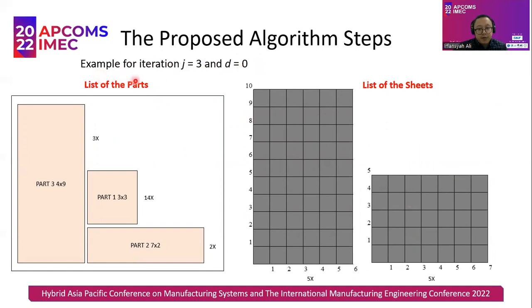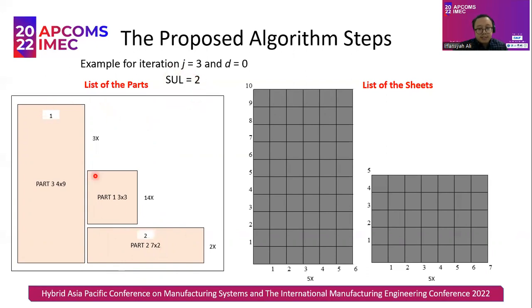Suppose an iteration with values g equals 3 and d equals 0. This is the list of the parts and this is the list of the sheets. The first is the initiation process. First, the amount of SUL, or space for usable leftover, is determined. It is known that part 2 has the shortest side, which is the width with a value of 2. Then the SUL size is determined as 2.